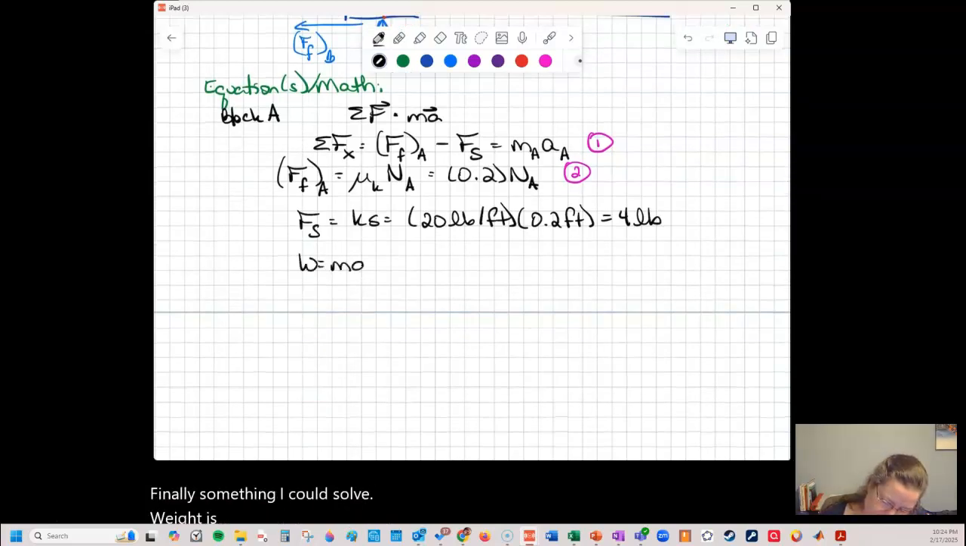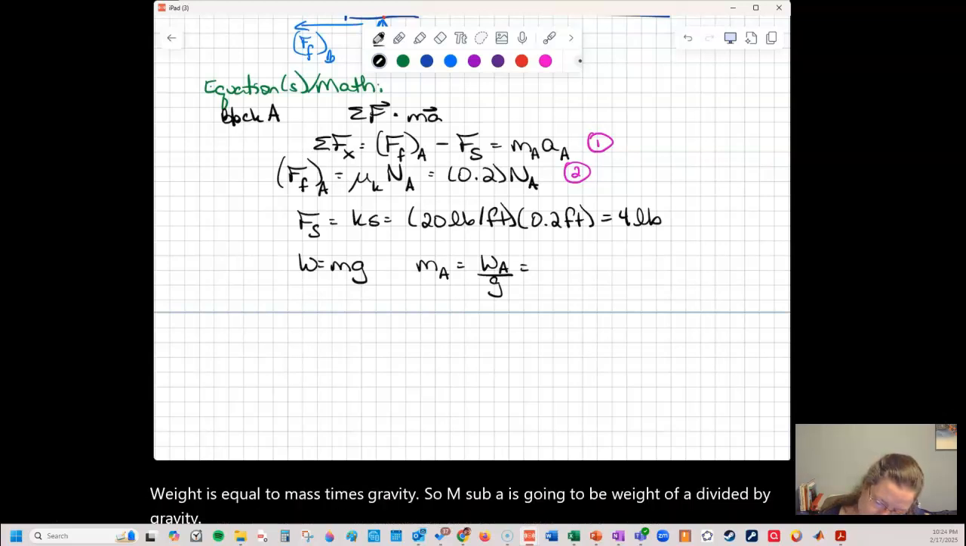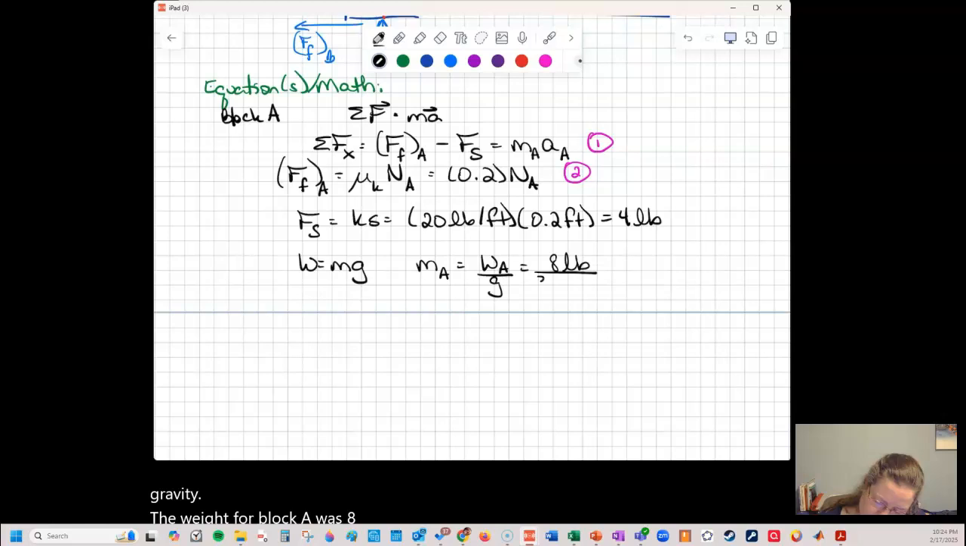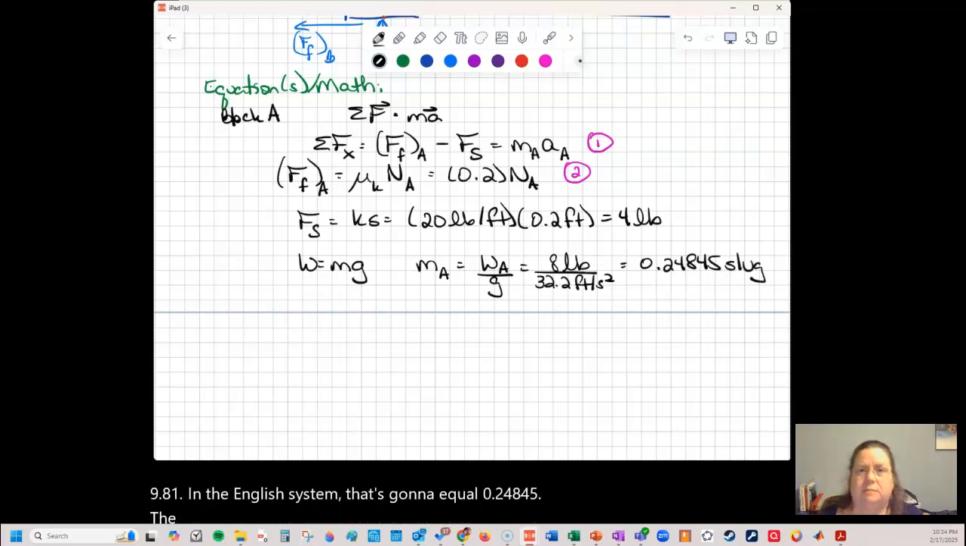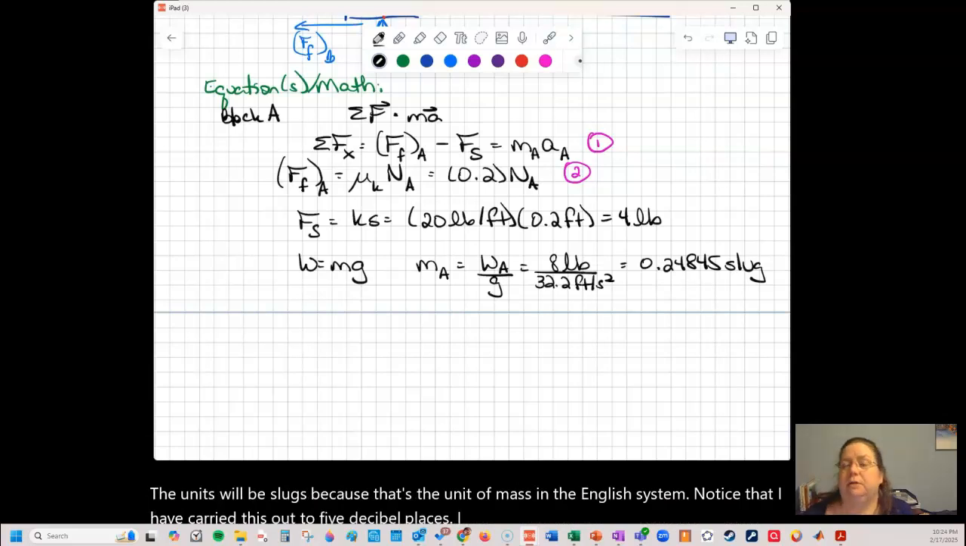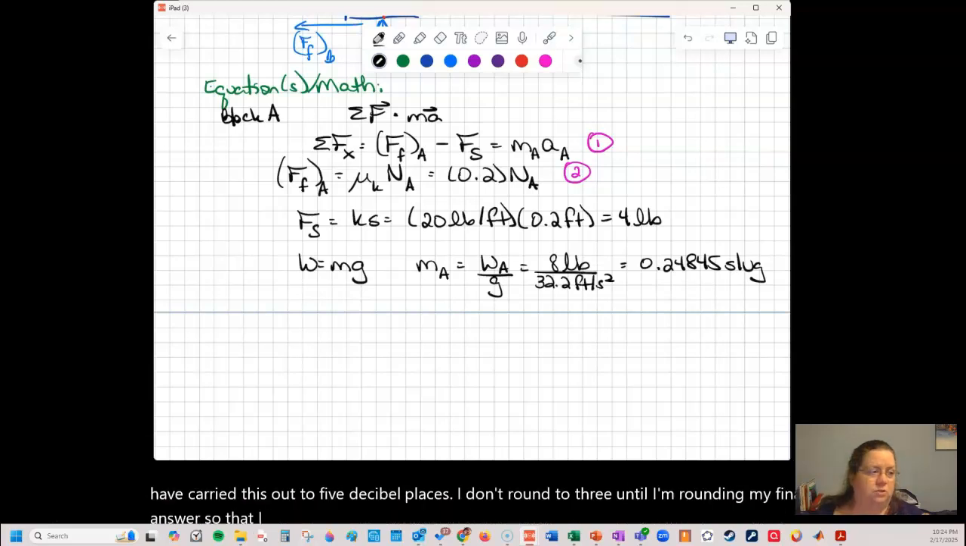Weight is equal to mass times gravity. So M sub A is going to be weight of A divided by gravity. The weight for block A was 8 pounds. Gravity is going to be 32.2 feet per second squared. Don't use 9.81 in the English system. That's going to equal 0.24845. The units will be slugs because that's the unit of mass in the English system. Notice that I have carried this out to 5 decimal places. I don't round to 3 until I'm rounding my final answer so that I don't induce too much rounding error too soon.